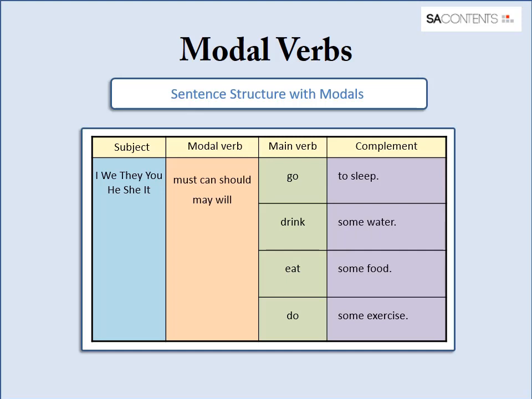So here I have taken the first subject, then a modal, then a main verb and then a complement to form a sentence. This is how a sentence structure is done with the use of modal verbs. You can make similar sentences on your own with the help of this table, and then you can use different main verbs and different complements for your own required sentences.